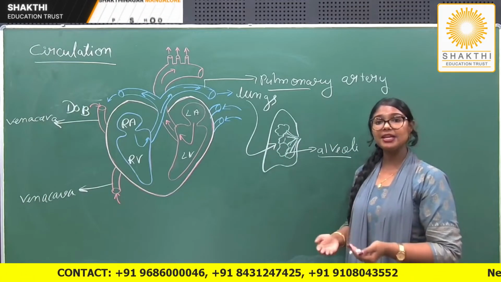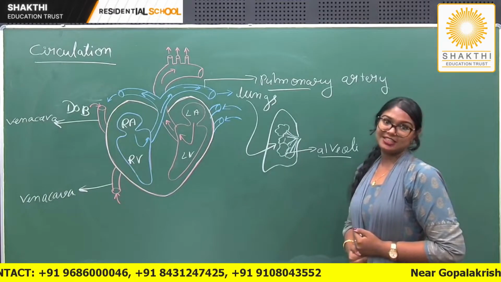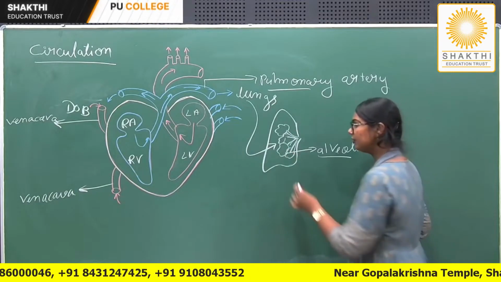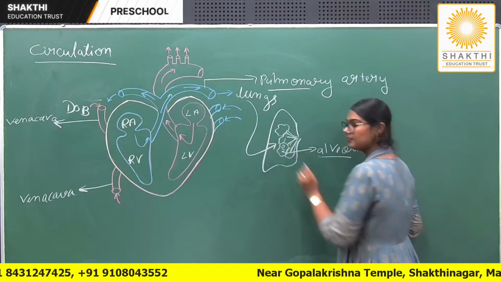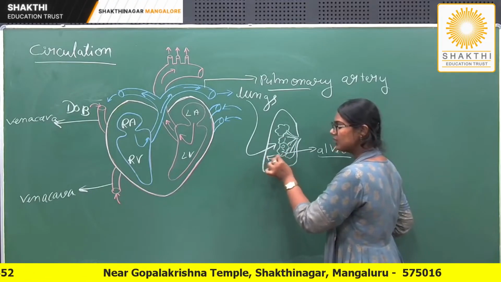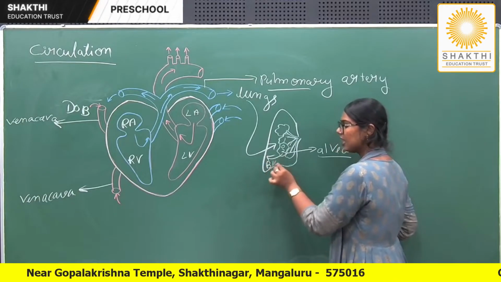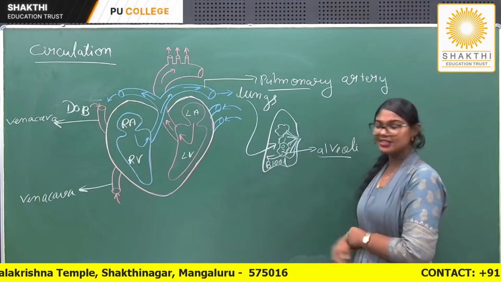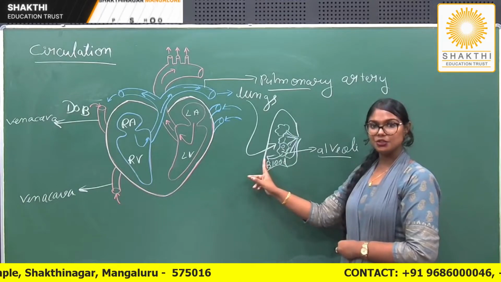Now, when we breathe in, the oxygen that enters into the alveoli is present here. Now, this oxygen goes from the alveoli to the blood. Here we have the blood. So, the oxygen goes from the alveoli to the blood.